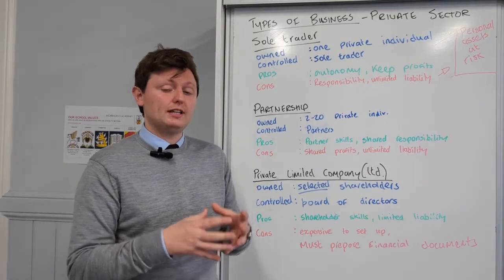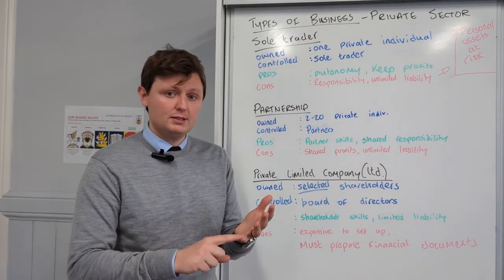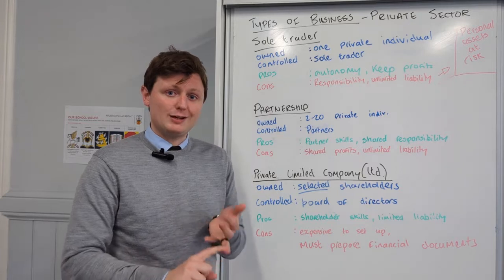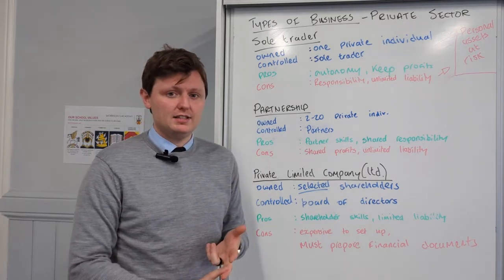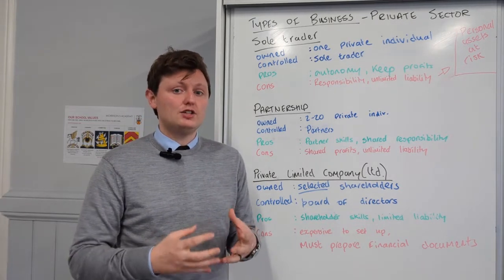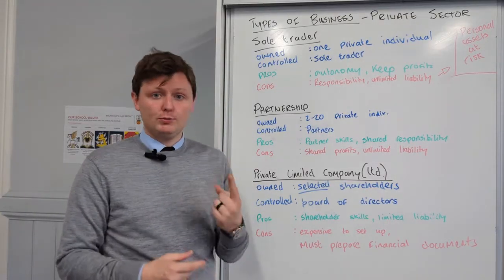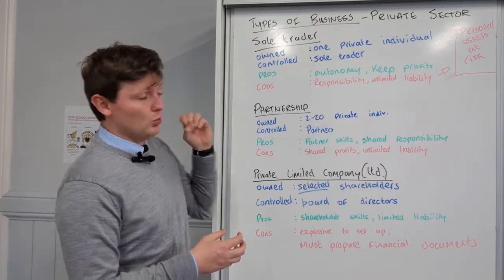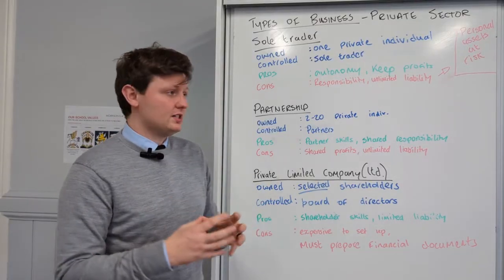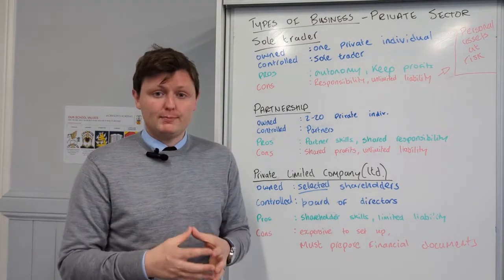Now, it's really important that we look at these types of business in terms of who owns these businesses, who gets to control them and make all the decisions, and what are some of the advantages and disadvantages of each of these types of business. So for a sole trader, the clue is in the name. It's owned by one person. So one person gets to make all the decisions and they have sole ownership of that business.